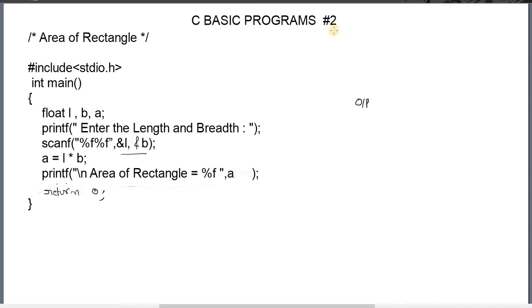C basic program. This is part 2. Let me explain the code of the area of a rectangle. The area of a rectangle formula is L into B. Here in this formula there are two variables, L and B.